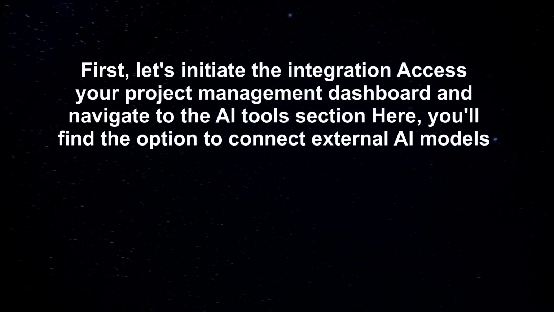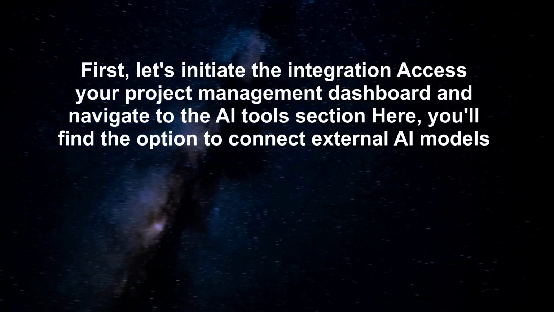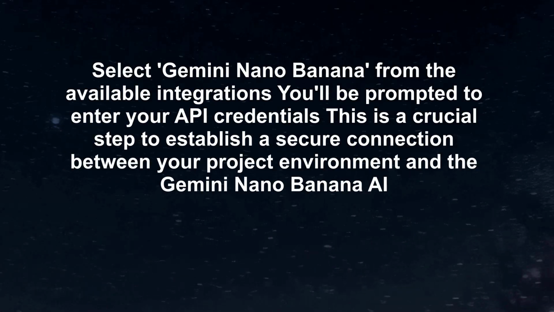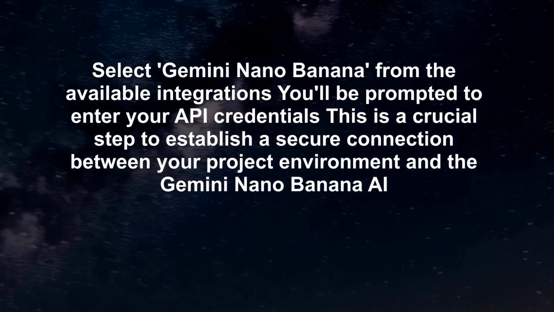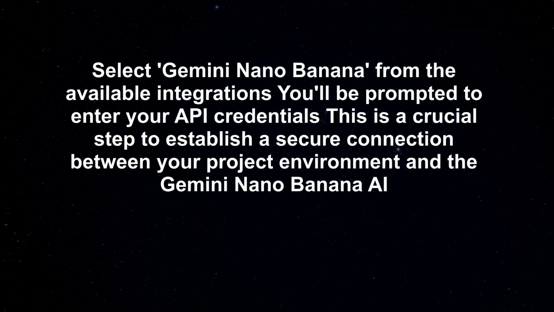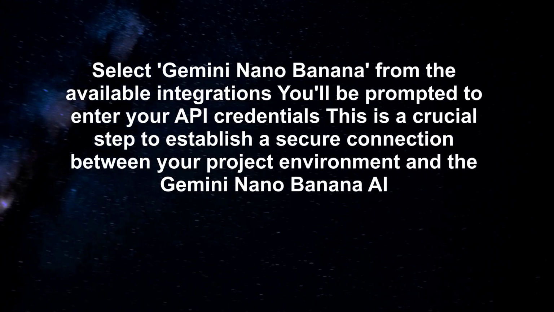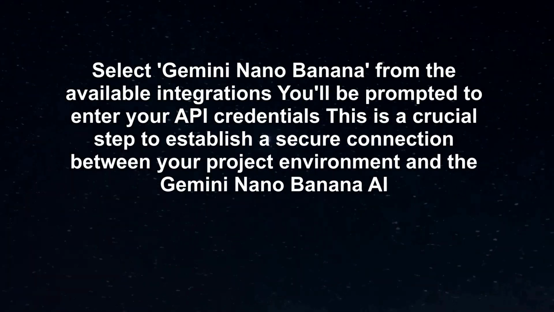Access your project management dashboard and navigate to the AI Tools section here. You'll find the option to connect external AI models. Select Gemini Nano Banana from the available integrations, and you'll be prompted to enter your API credentials. This is a crucial step to establish a secure connection between your project environment and the Gemini Nano Banana AI.